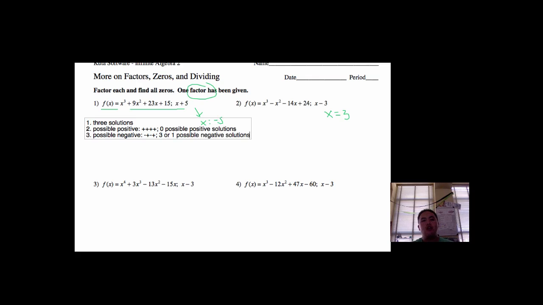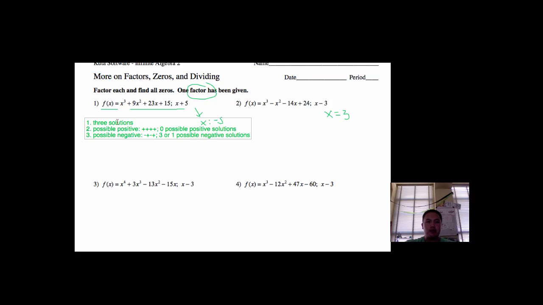Okay. So essentially, I have to find out. There's 3 solutions. They could be all negative. There could be 1 negative and 2 complex. But I really don't want to know what they are. And I already know one of them is negative 5. So how do I figure this out?